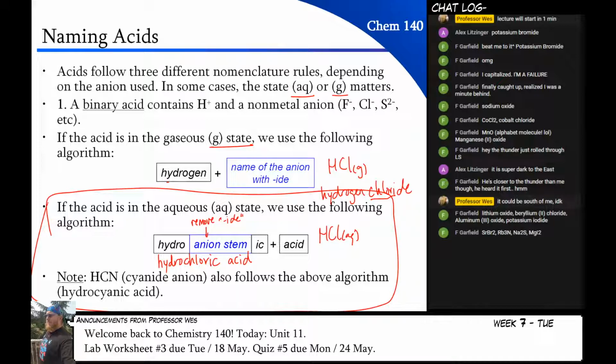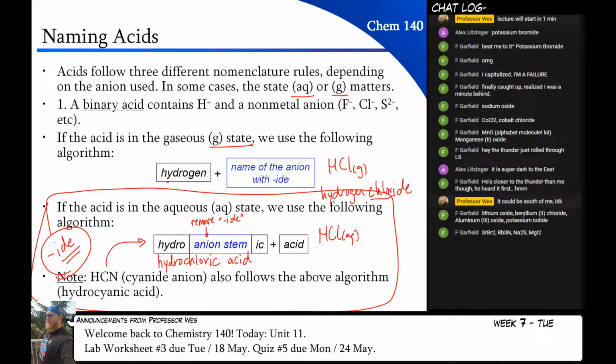There is one exception to this. HCN follows the algorithm described here. In fact, the algorithm, which isn't mentioned in your textbook, applies to anything that is an ion that ends in -ide. Well, hydrogen cyanide as a gas will be hydrocyanic acid because cyanide ends in -ide. So all of your ions, chloride, fluoride, iodide, bromide, sulfide, etc., you can name them following the scheme because they all end in -ide. So that's helpful to remember.